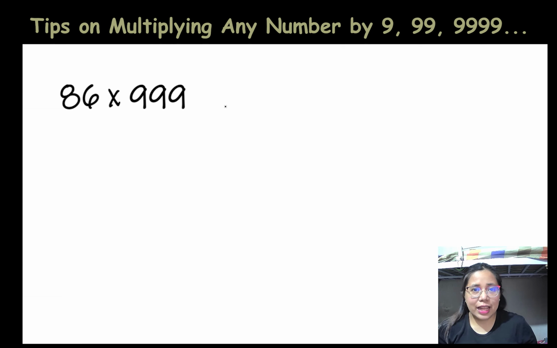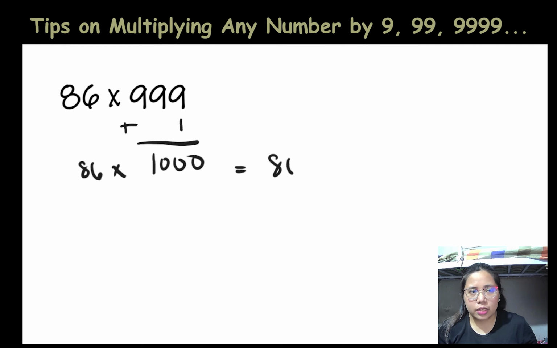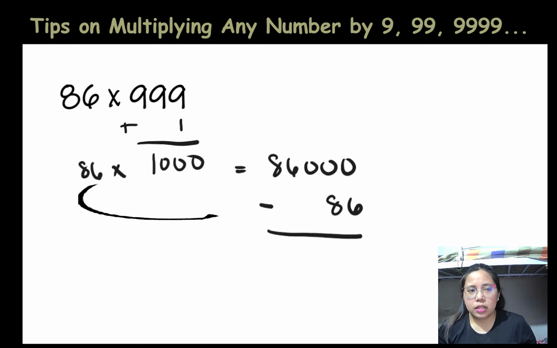Okay, so next example, we have 86 times 999. Okay, so again, mag-a-add lang tayo ng 1 dito. Okay, and we'll get 1,000. Tapos, ibaba natin yung given natin na 86. So, 86 times 1,000, we get 86,000. Okay, so mas madali na siyang i-multiply. Now, next process natin is to subtract 86 from 86,000.